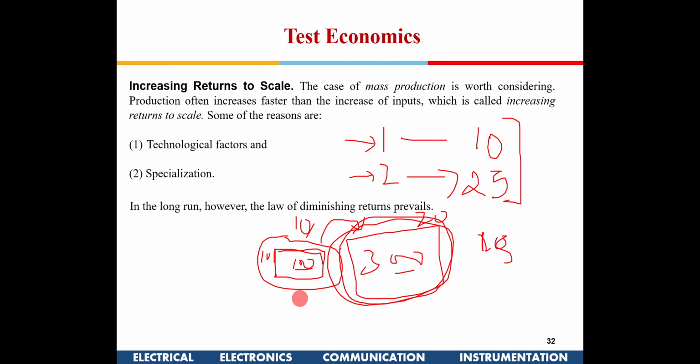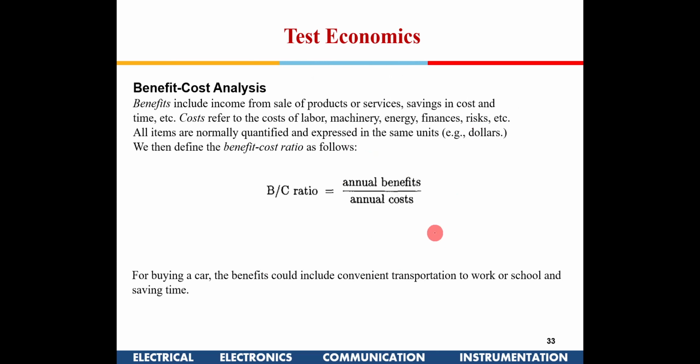The law of diminishing returns prevails initially in the long run. In the earlier stage, if you increase the scale slightly, there could be increased productivity. That may not be linear; an exponential growth of productivity can be there. Then there is benefit to cost analysis. You can do this also.